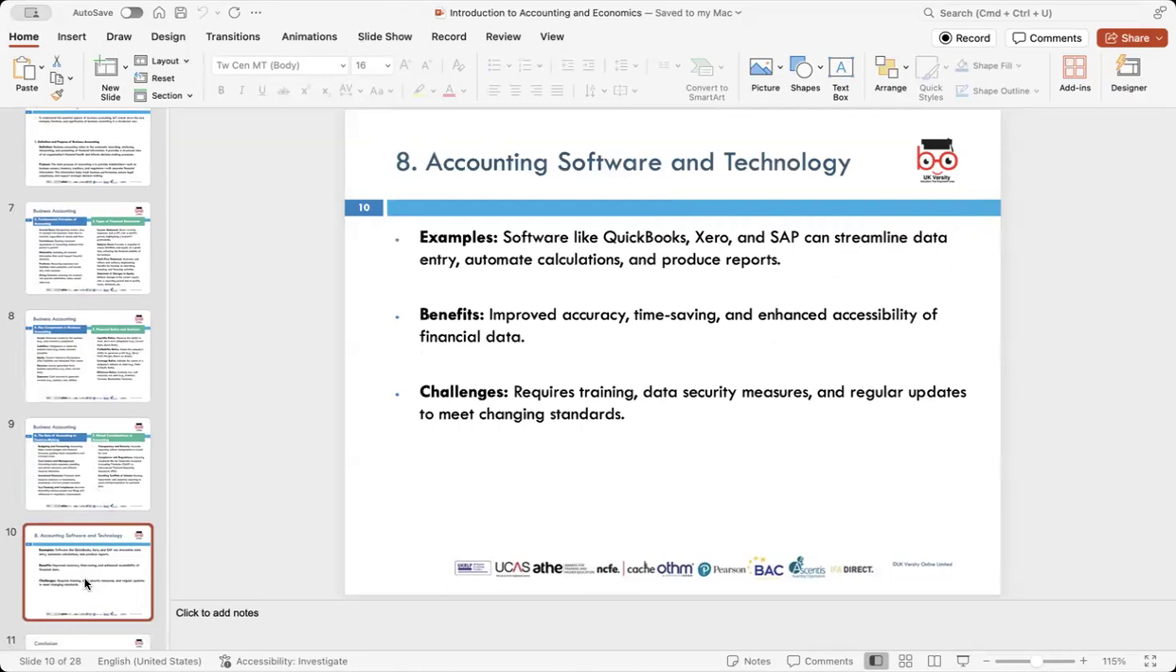Accounting software and technology. Popular accounting software like QuickBooks, Xero, and SAP help businesses automate financial transactions, generate reports, and manage accounting within hours. The benefits are improved accuracy, time saving, and accessibility of financial data. Challenges: there are still some challenges, such as data security risks, software training, and regular updates to stay compliant with evolving standards.